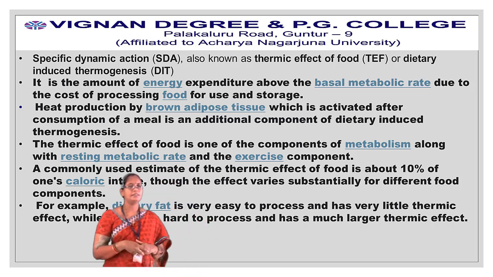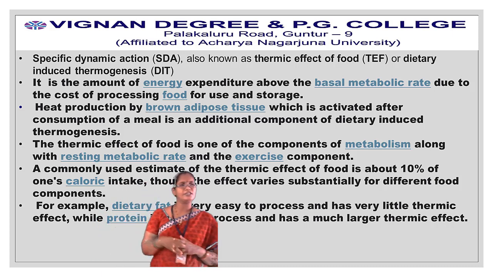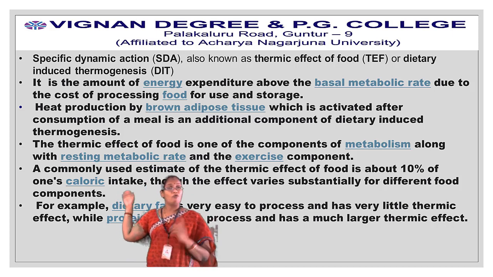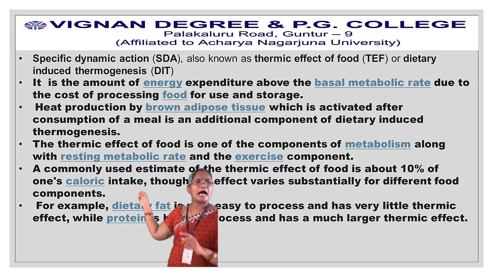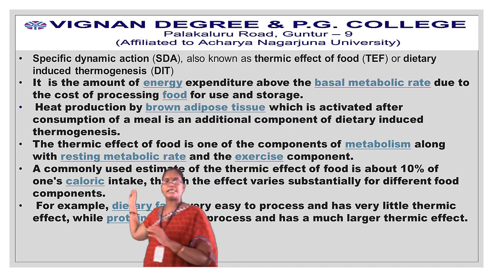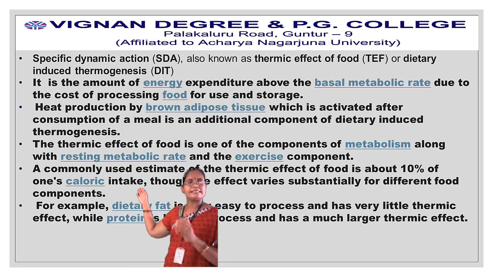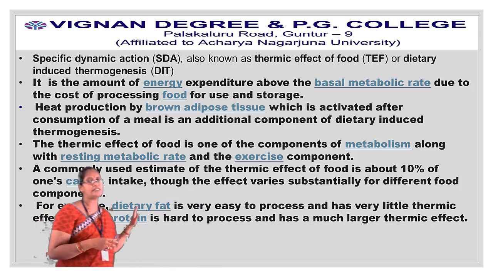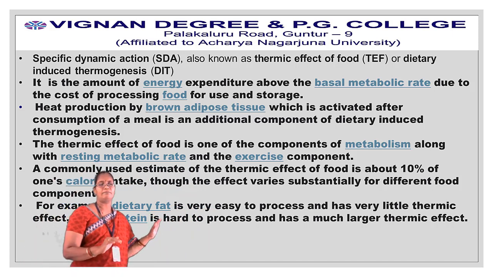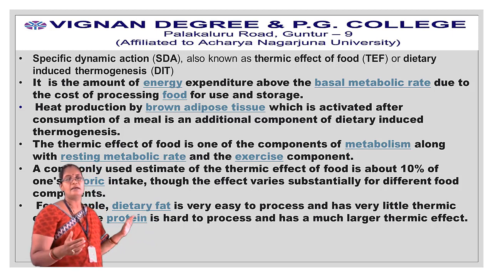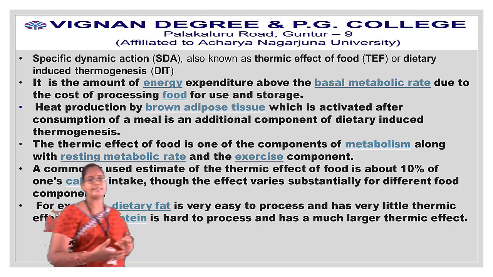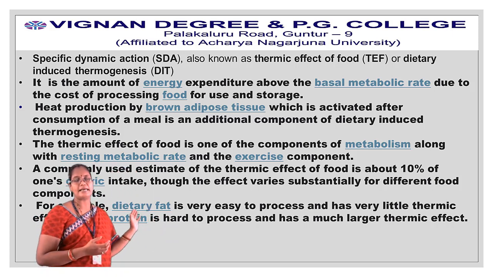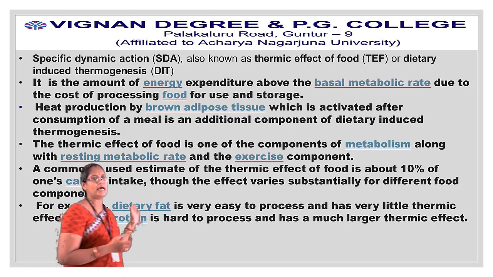For example, dietary fat is very easy to process and has a very little thermic effect, while protein is hard to process and has a much larger thermic effect. So, protein being hard, it takes a long time to digest. Therefore, the thermic effect, that is the SDA value of proteins, is high.